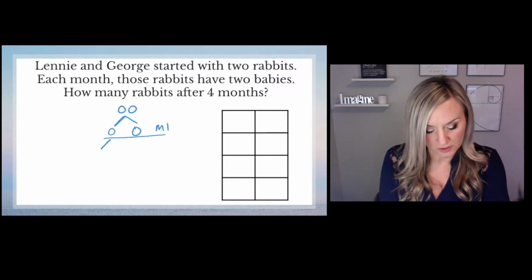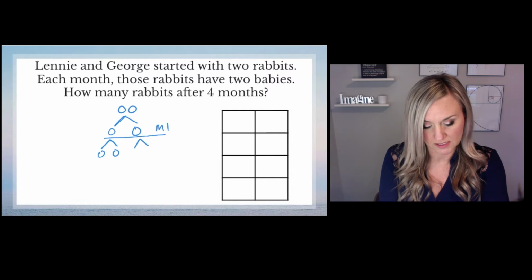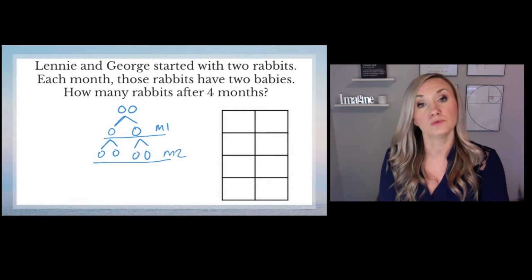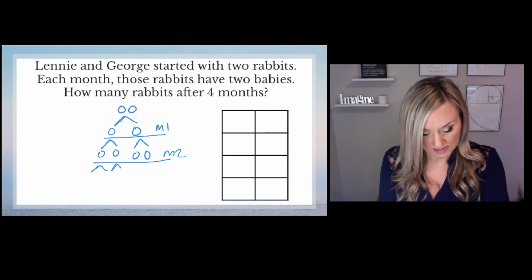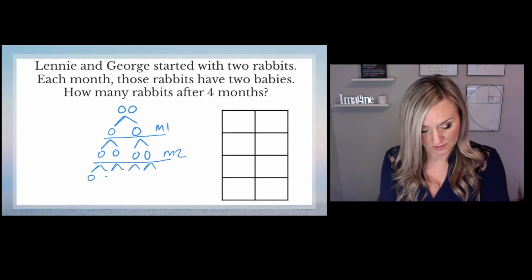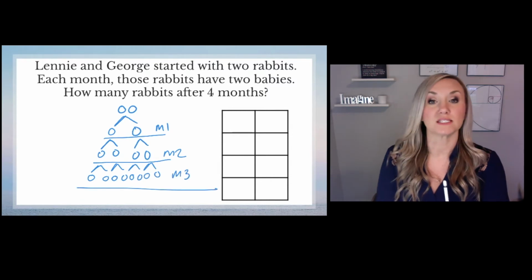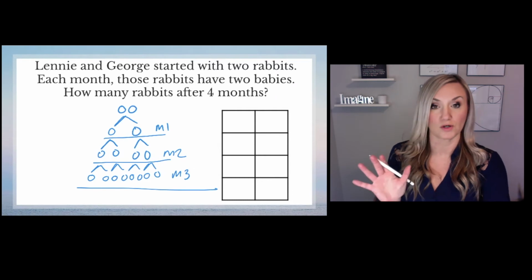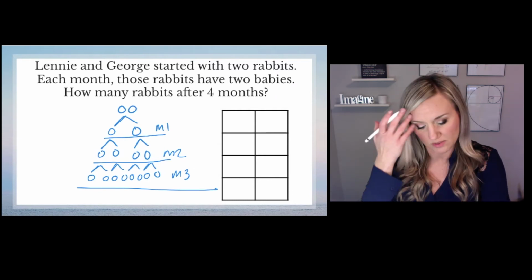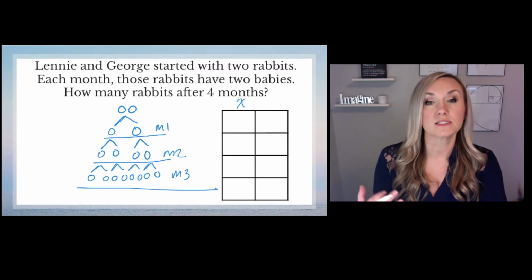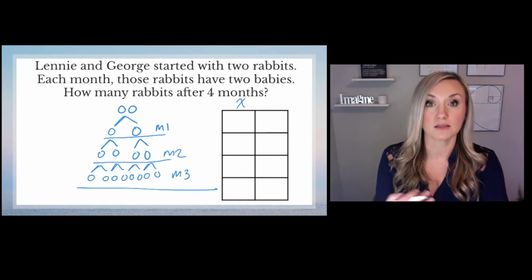Then from there, this one has 2 babies and this one has 2 babies, and now we're at month 2. And then they keep going. 1, 2, 3, 4. Whoa, and this is month 3. And you can see what happens with month 4. So I'm just going to pause right now and see what's happening. So let's go ahead and take our table, let's take our x values as the months.